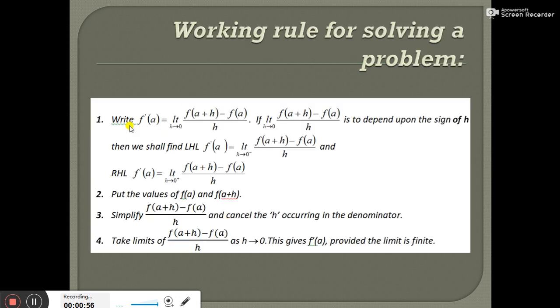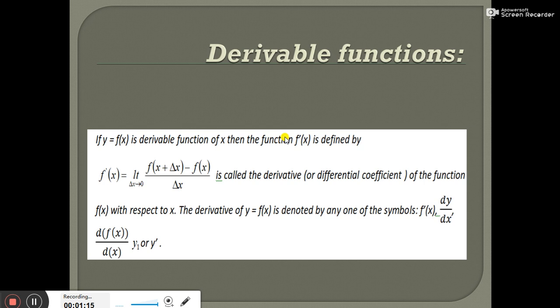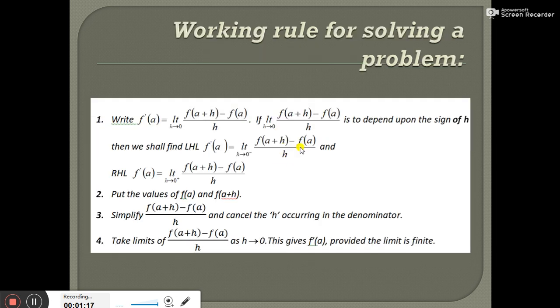Now the working rule: write f dash a. Write the formula for f dash a, limit h tends to 0, f of a plus h minus f of a by h. This limit depends upon the sign of h. For the left hand limit, we have f dash a, limit h tends to 0 negative, f of a plus h minus f of a by h. And for the right hand limit, f dash a, limit h tends to 0 positive, f of a plus h minus f of a by h.